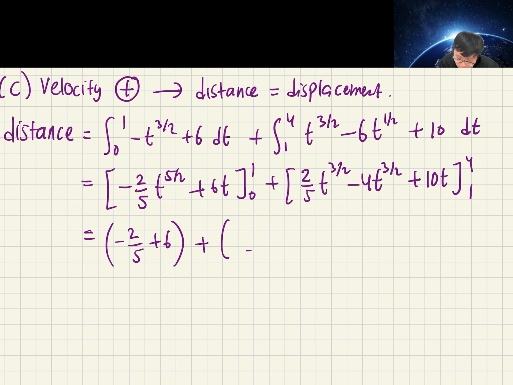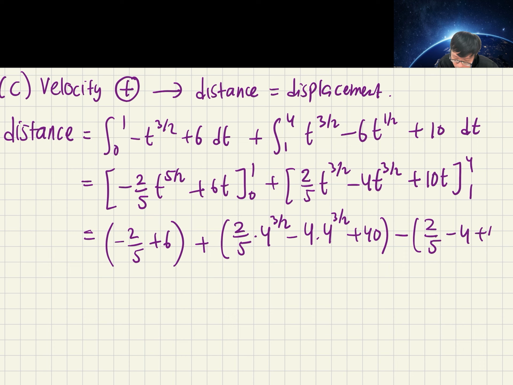Plus, we plug in 4, you will get 2/5 times 4^(5/2) minus 4 times 4^(3/2) plus 40. Minus, you plug in 1, you get 2/5 minus 4 plus 10. So when you plug into calculator, you will get exactly 20 meters. So that's how you find the distance. As long as the velocity is always positive, the distance will always be equal to the displacement.